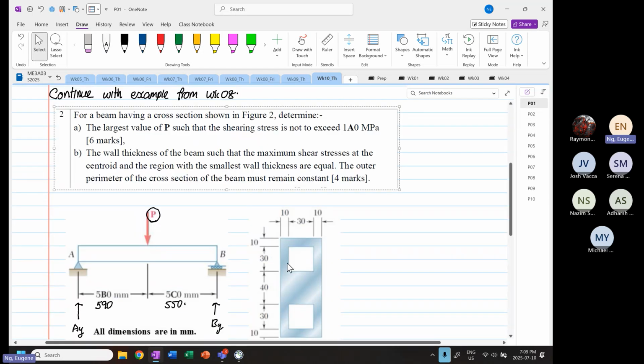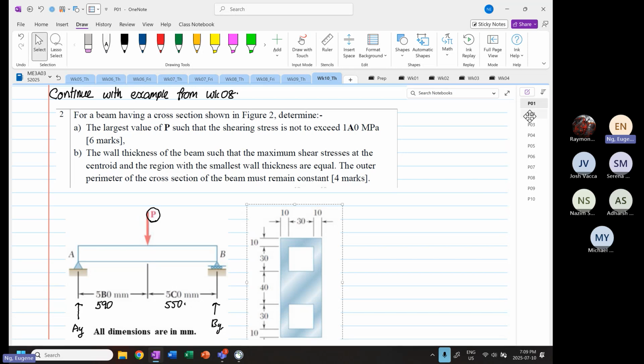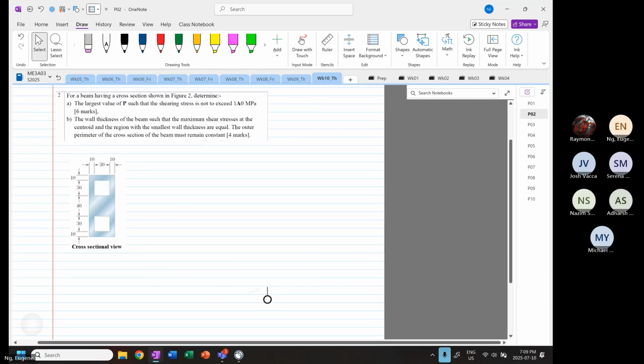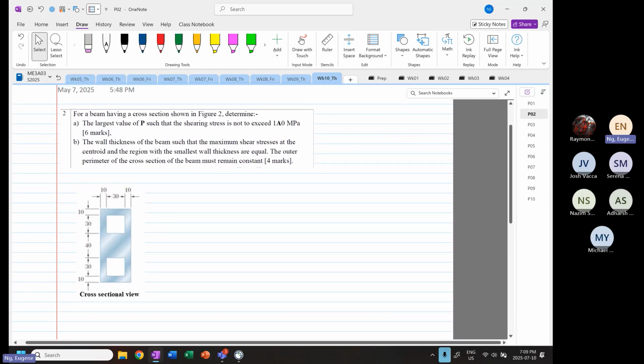Now the second part is not tricky, but it's a so-called optimization question. Part B reads: find the wall thickness of the beam such that the maximum shearing stress at the centroid and the region with the smallest wall thickness are equal. So we have to ensure that the maximum shear stress at the centroid and the region with the smallest wall thickness are equal.